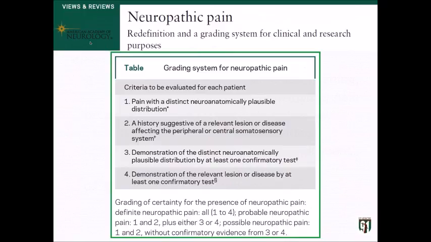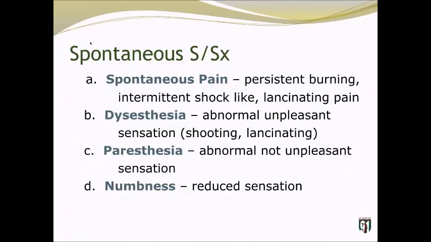And the significant signs and symptoms that we would be looking for are the following, like spontaneous pain, persistent burning, intermittent shock-like lancinating, or dysesthesia, which is abnormal, unpleasant sensation, paresthesia, or abnormal, not unpleasant sensation, and numbness, which is a negative sign of reduced sensation.